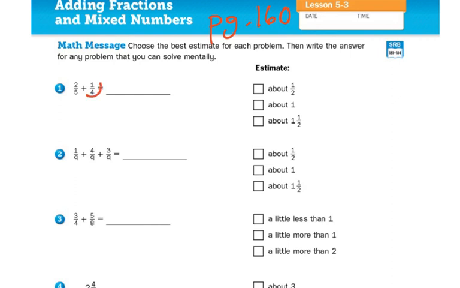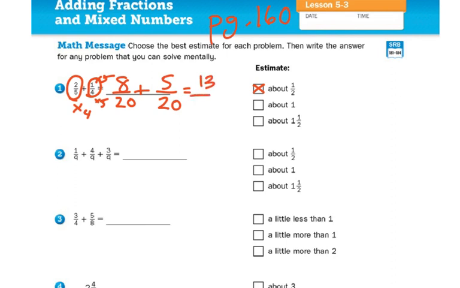Well, 2/5 is less than 1/2 and 1/4 is less than 1/2, so if I added those together, it would be about a half. And in my head, I know that I would change each one to 20ths. Times 4 here, this would be 8/20, and 1/4 times 5 would be 5/20. So if I did that in my head, I would get 13/20.